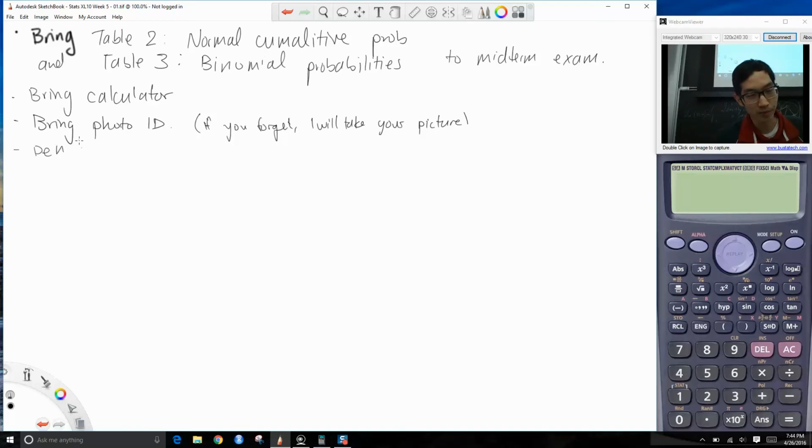Are we allowed to have a note card? Oh yes, you get a note sheet, one note sheet. That is going to be 8.5 by 11, or letter size, writing on one side only.